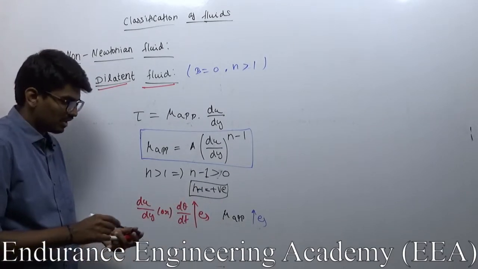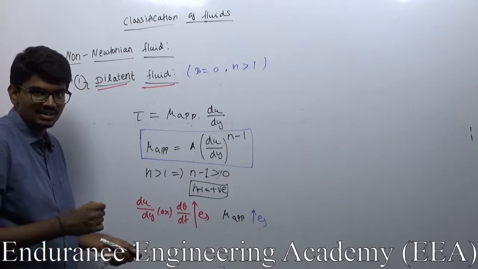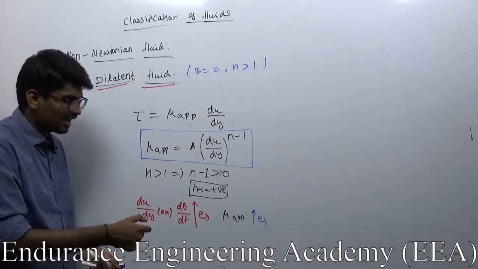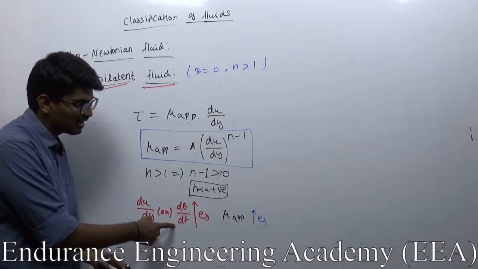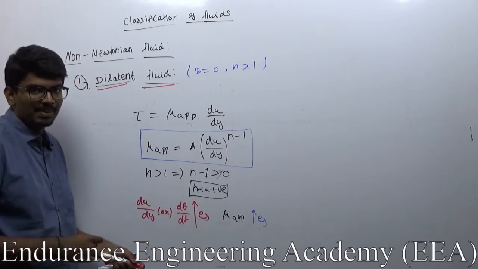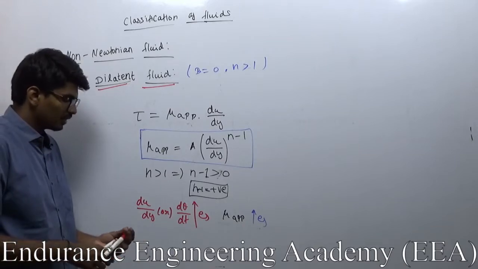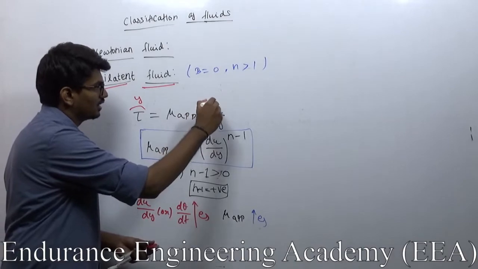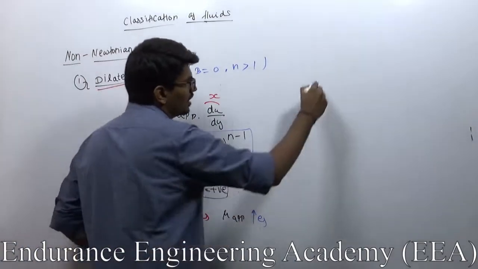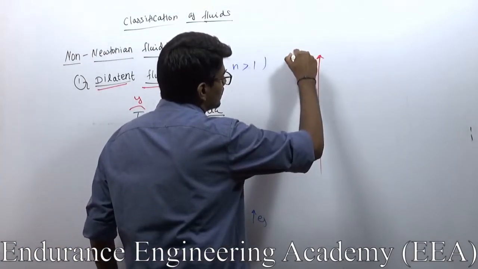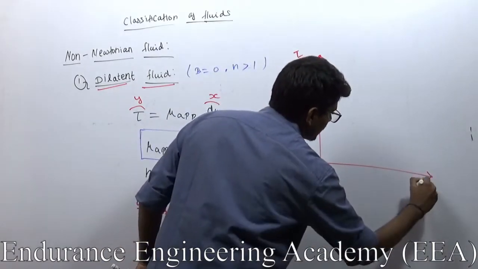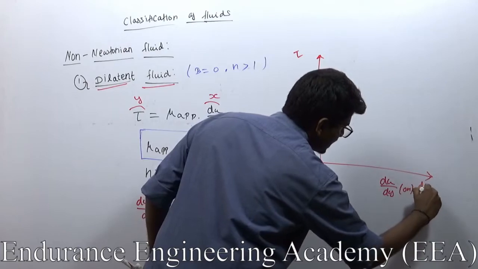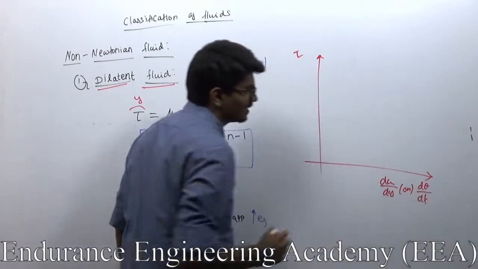So if I want to plot it, what is the definition here? Dilatant fluids are the fluids where if I increase the rate of deformation, it will result in an increase in the apparent viscosity. Now if I plot it, tau on the y axis, and du by dy or d theta by dt, both are the same, on the x axis.